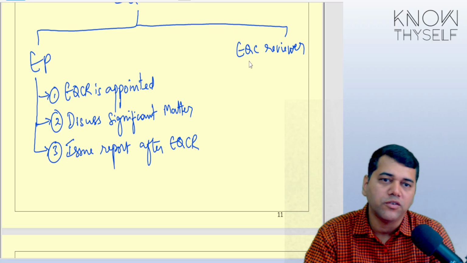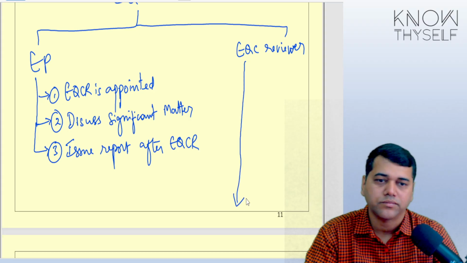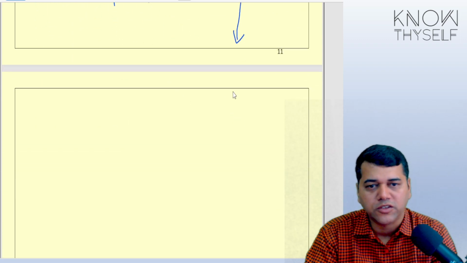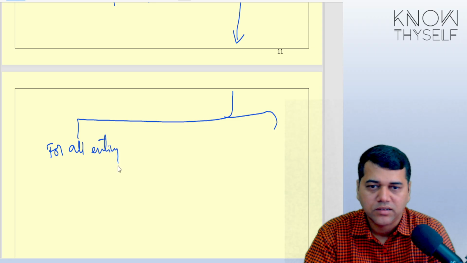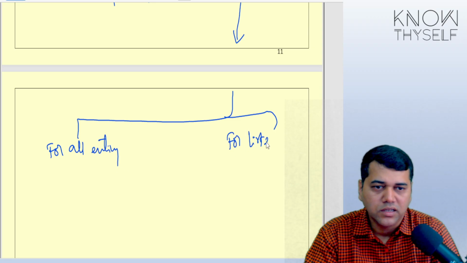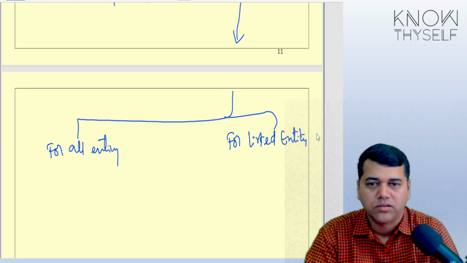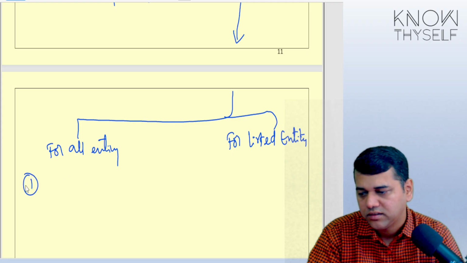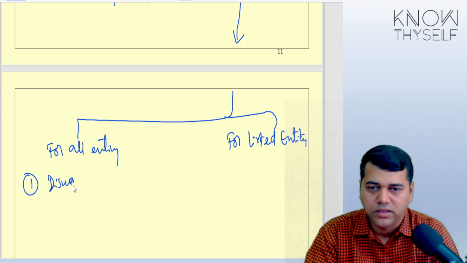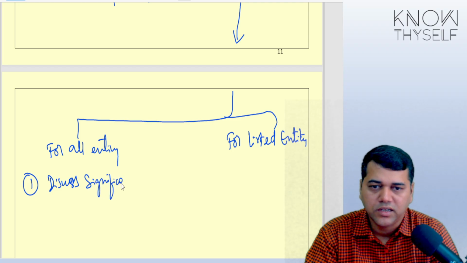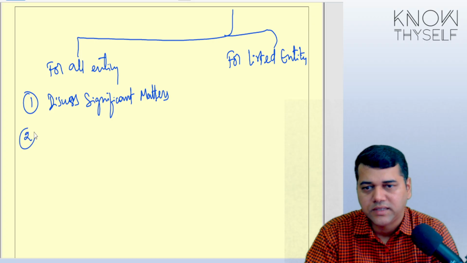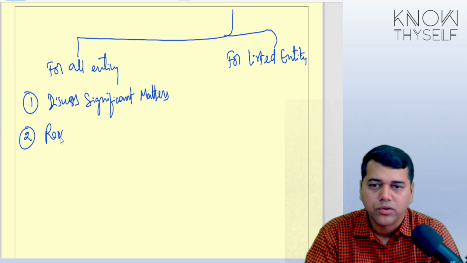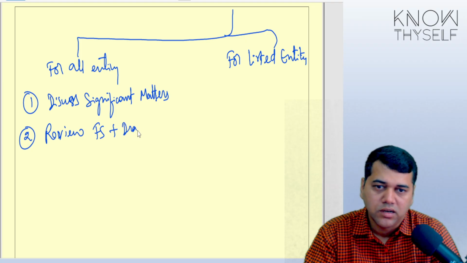Now, what is the responsibility of the EQC reviewer? So I'll take it like this. Primarily, we have got responsibilities divided into two: for all entities, and for listed entities. Okay, what is for all entities? Discuss significant matters, that we know. Second, review financial statements plus draft report.